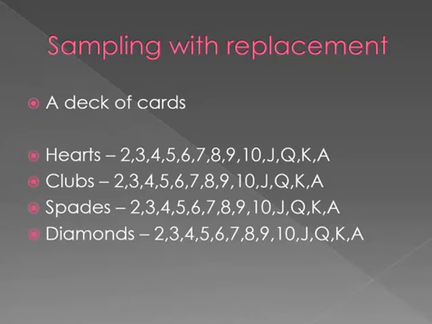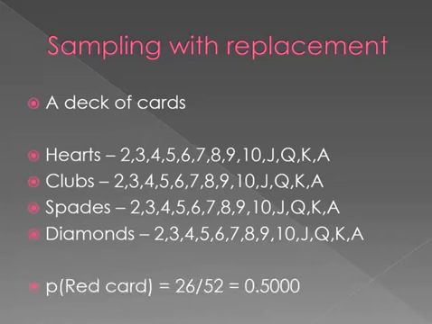So what would be the probability of drawing a red card? Well, as I stated, half the cards in the deck are red, right? So that means 26 cards are red. So 26 cards would meet our criteria of drawing a red card. If we divide that by all of the cards in the deck, which is 52, our answer is 0.5000. Okay, so again, we're talking about sampling with replacement.